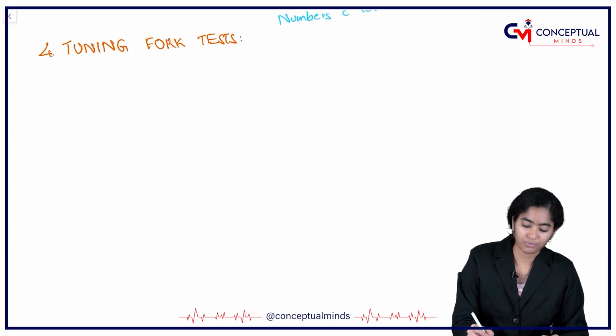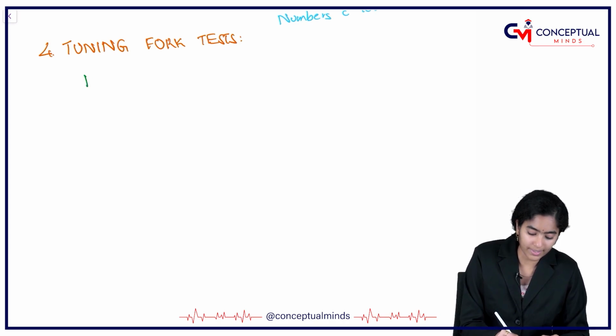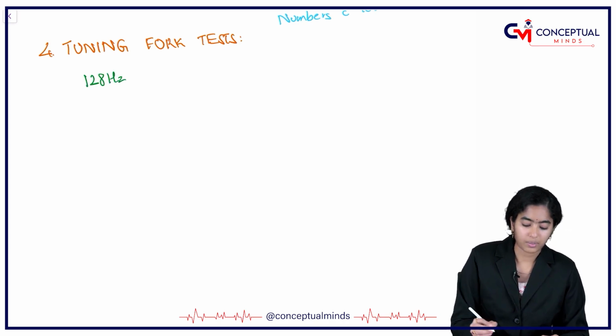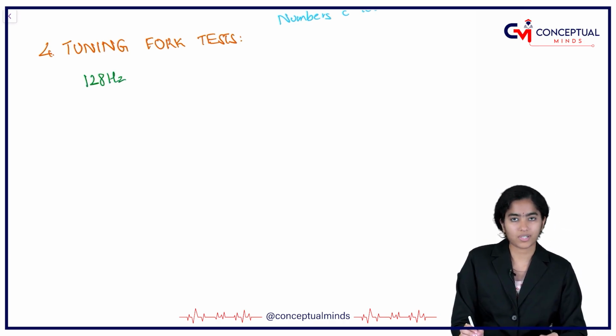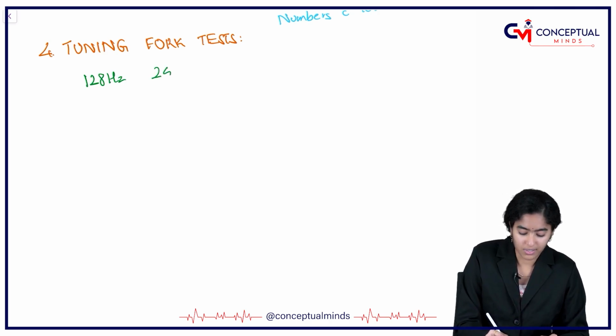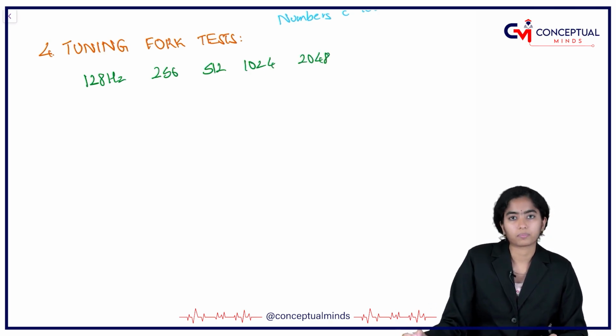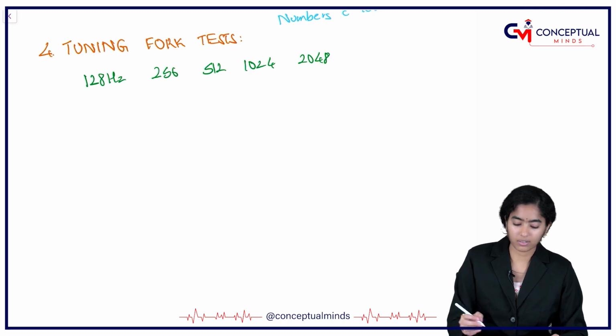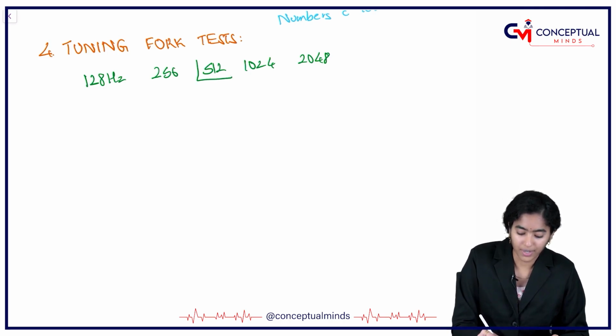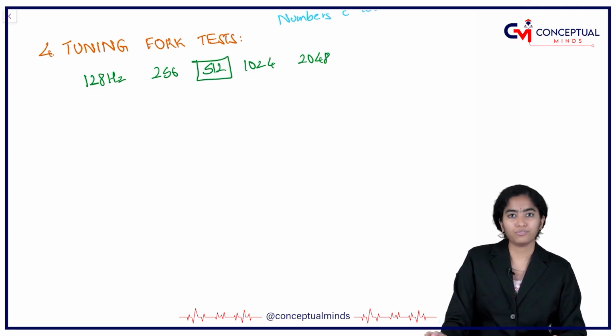So we have tuning forks ranging from 128 Hz, that is, it makes 128 cycles per second, 256, 512, 1024, 2048, and so on. But what we apply under clinical scenario is the 512 Hz tuning fork. That is most ideal in a clinical setting.